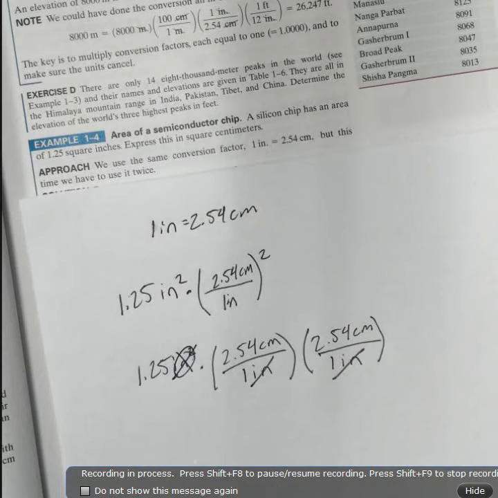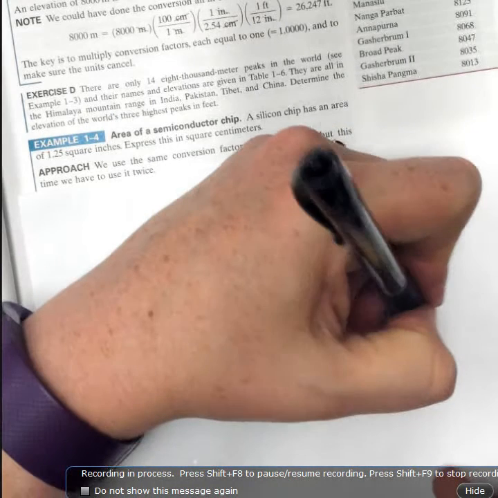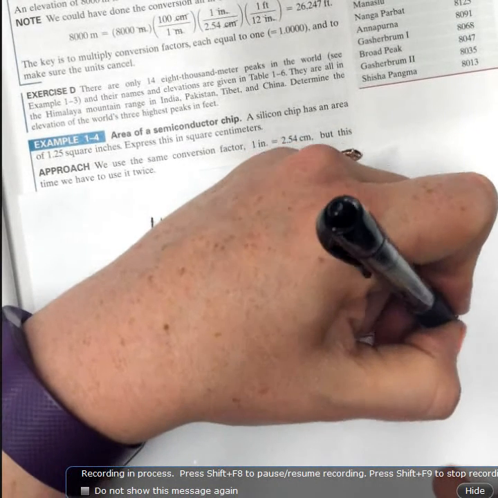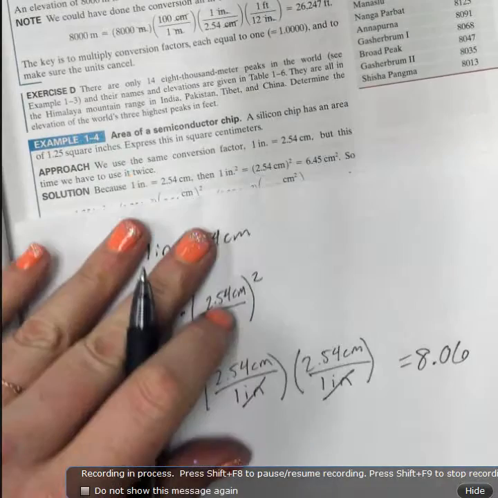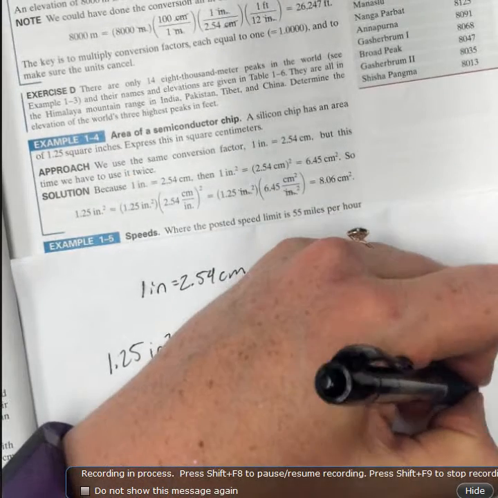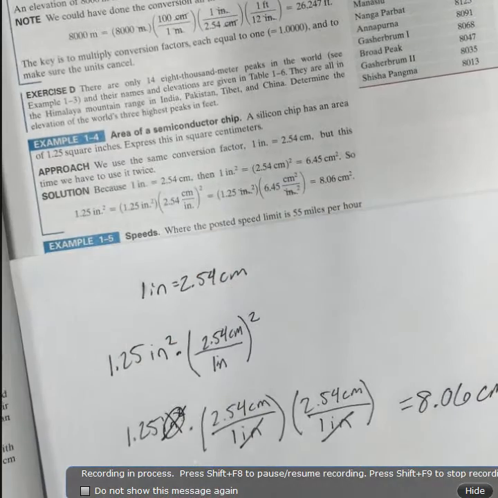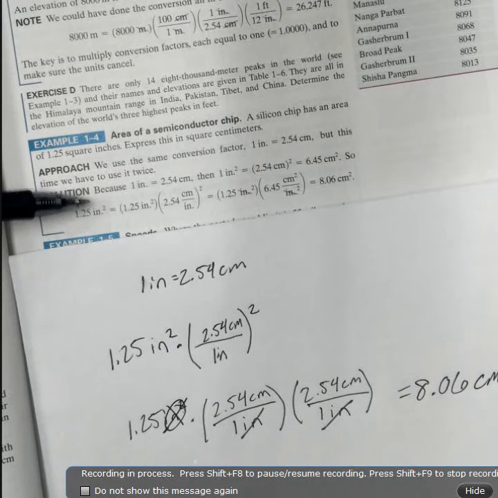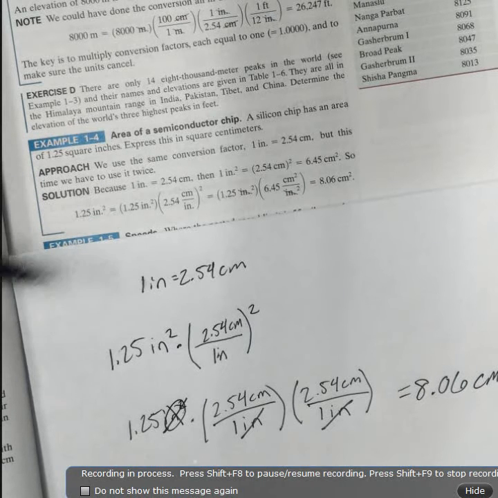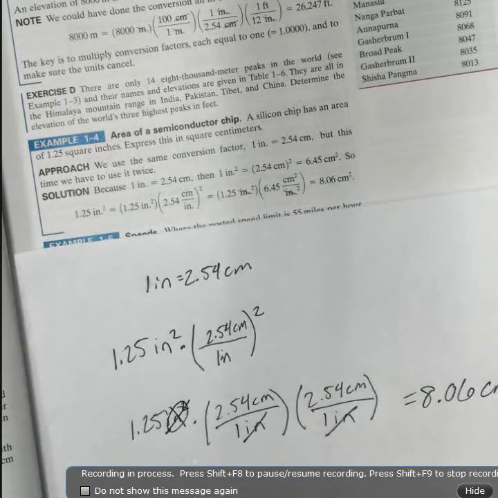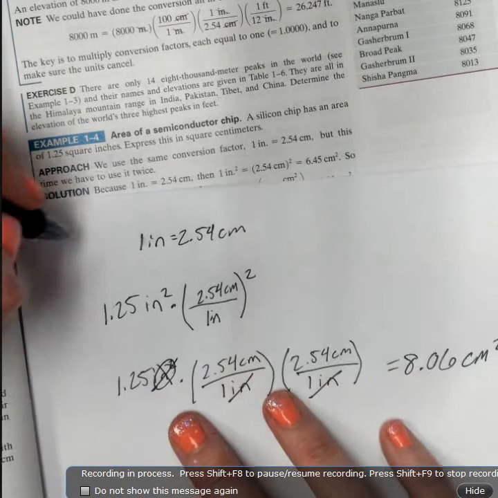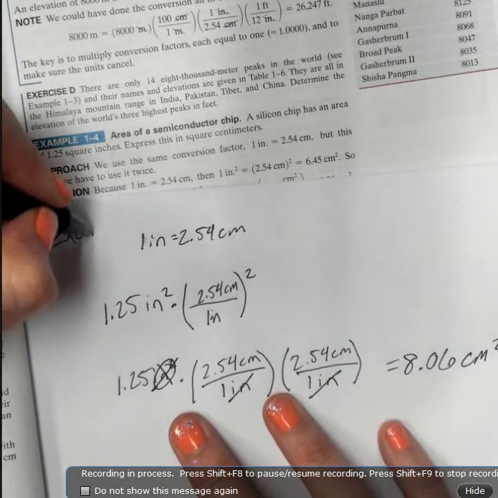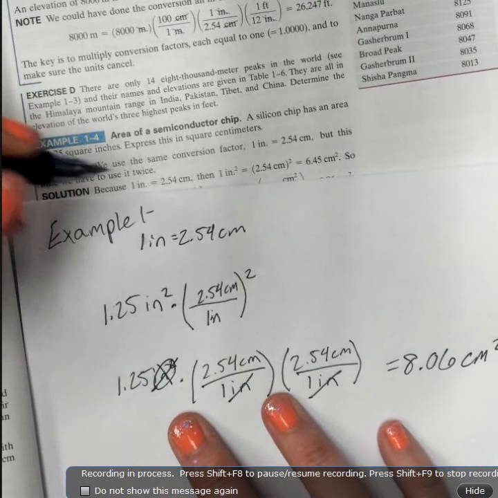So I do that and I get 8.06 centimeters squared. Alright, so be very careful anytime you have a square value or cubed value that you apply the conversion factor the correct number of times. And that one was, again, example 1-4.